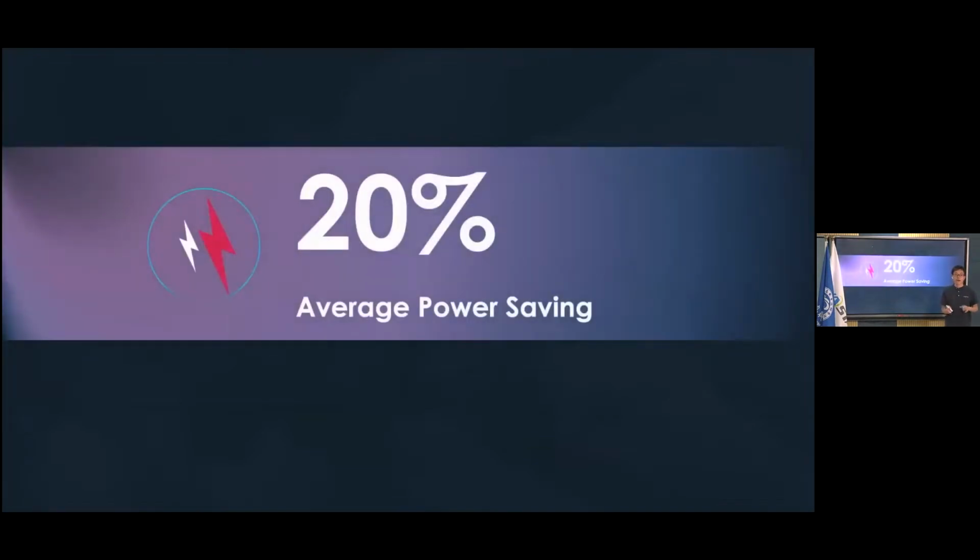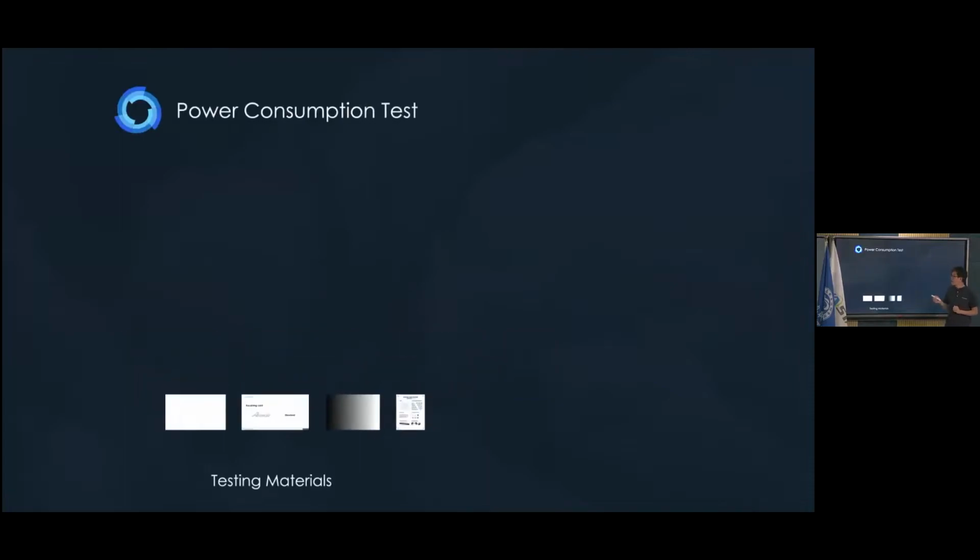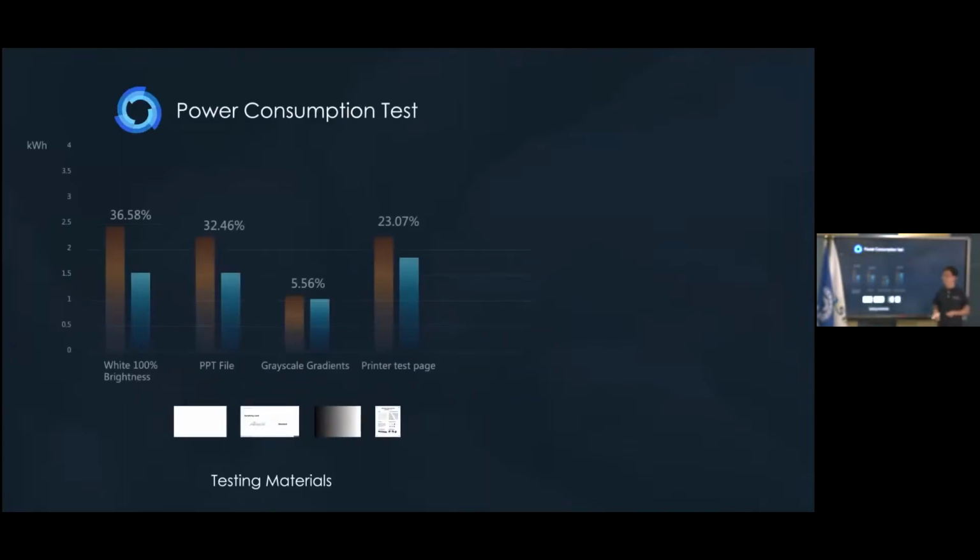And besides the enhanced image quality, the dynamic booster also brings our users another value, that is power saving, around 20%. Why do we say that? That is also based on a real test in our lab. We did a test with some frequently used content, the white at 100%, the per point, the grayscale gradient, and also the printer test pages. Here is the result we got from the test.